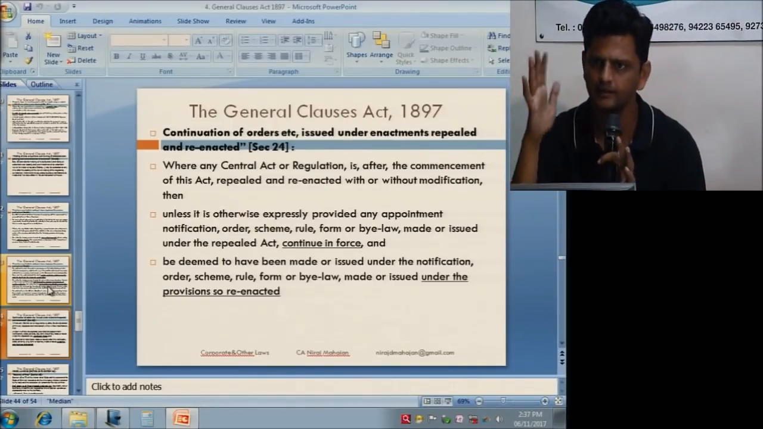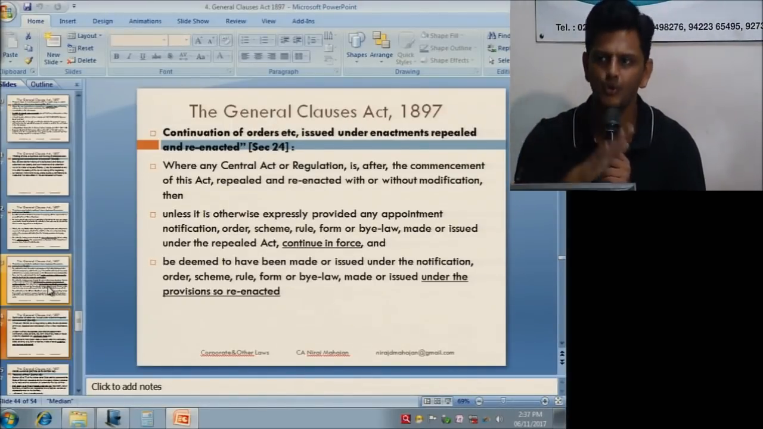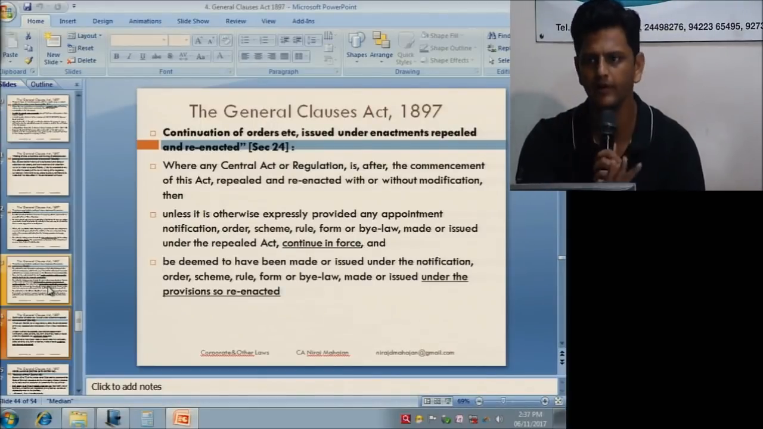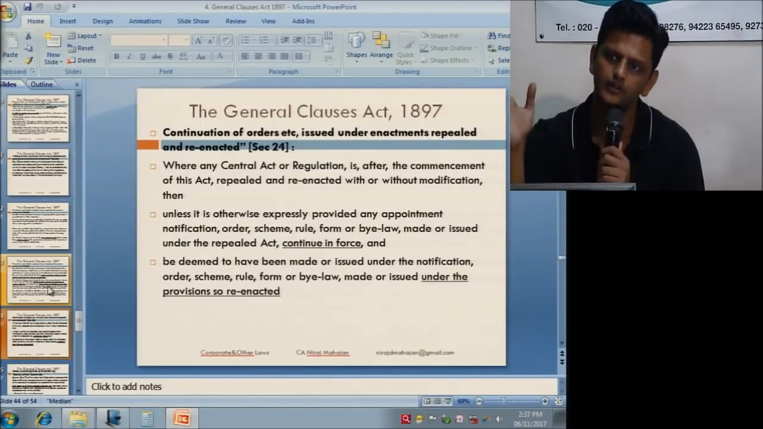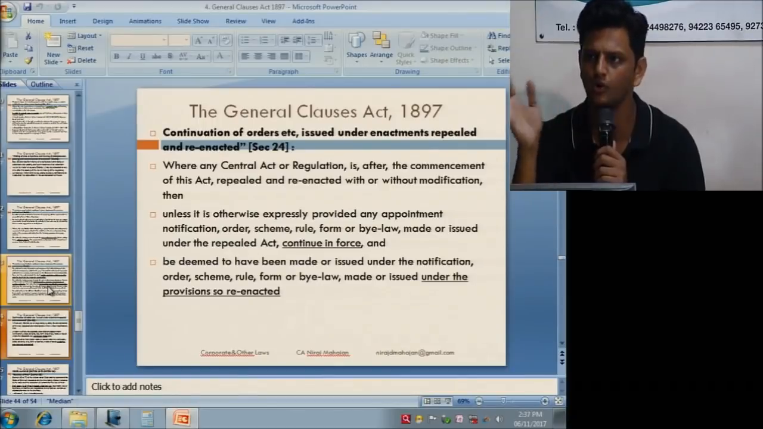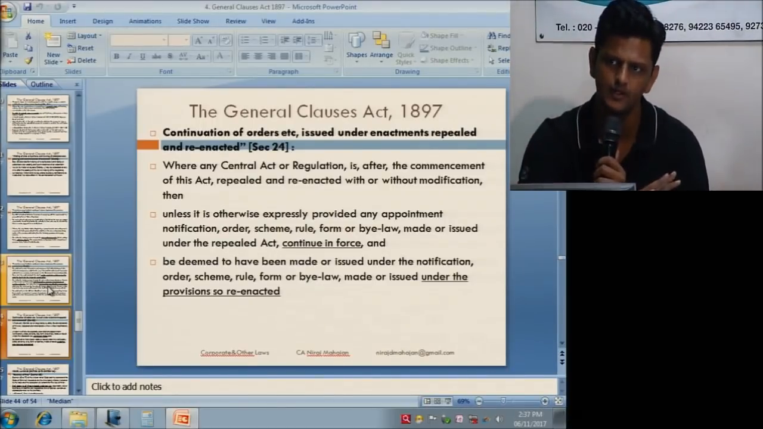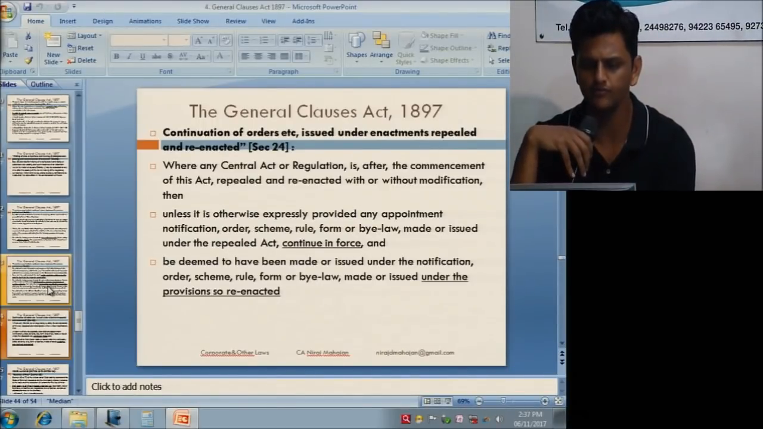In that act, and that act was repealed, and now you have again reenacted or revived that act. So what will be the effect? Those rules, regulations, orders, forms, circulars will again be revived. Yes, they will continue in force.